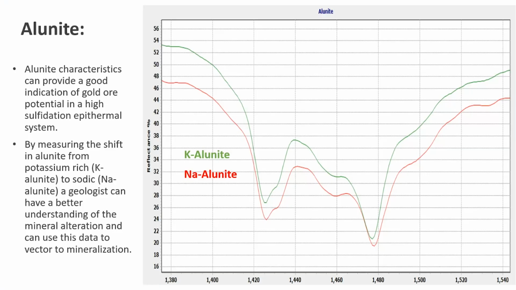So alunite is a perfect example of how resolution translates directly into exploration value. The better we can resolve those spectral shifts, the better we can target mineralization and continue to be profitable.